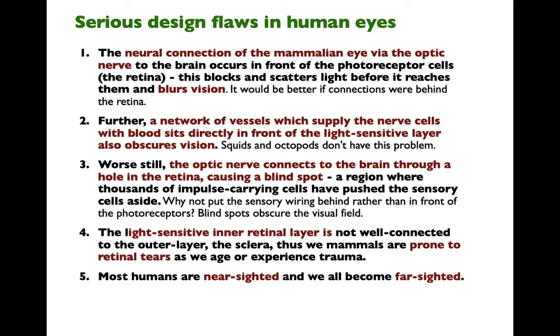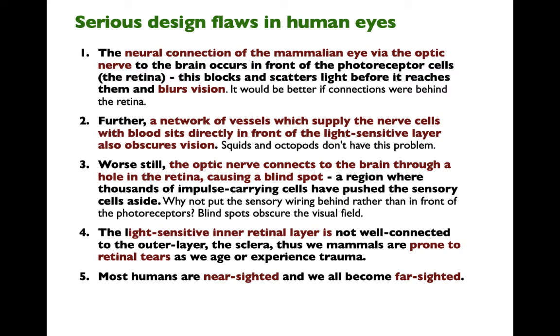Worse still, the optic nerve connects to the brain through a hole in the retina, causing a blind spot, a region where thousands of impulse-carrying cells have pushed the sensory cells aside. Why not put the sensory wiring behind rather than in front of the photoreceptors? Blind spots obscure the visual field. The light-sensitive inner retinal layer is not well connected to the outer layer, the sclera. Thus, we mammals are prone to retinal tears as we age or experience trauma. And finally, most eyes in humans are nearsighted, and we all become farsighted eventually. So there are some of the problems.